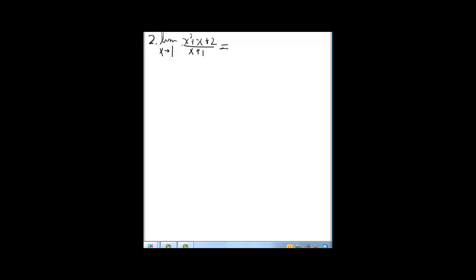So let's go ahead and substitute 1 in everywhere we see x. And when that's all said and done, it looks like we're going to get 4 over 2, and that's just 2. So always try direct substitution.